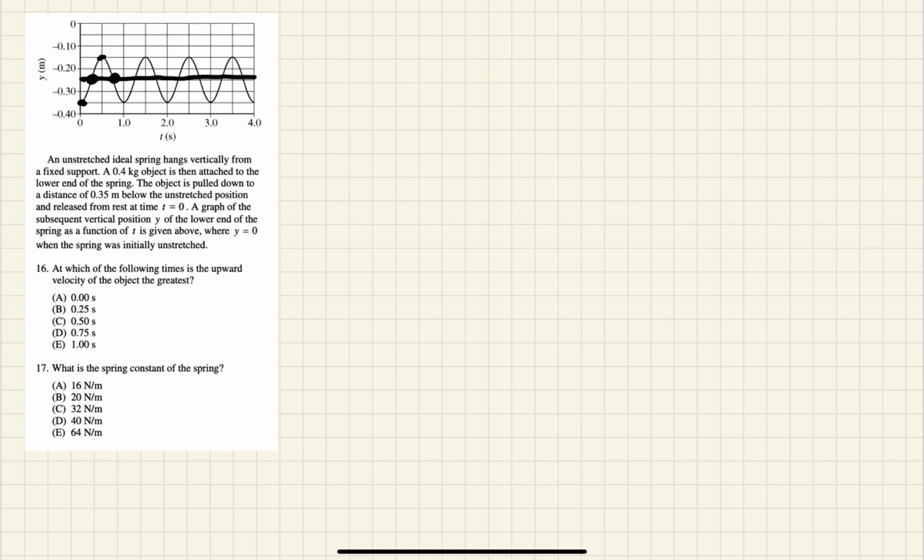And let's look at the answer choices. 0 is definitely not right. 0.2, that looks like 0.2, so let's keep that. 0.5, definitely not right. 0.75, well, this does look like 0.75. And 1, definitely not that. So it's either B or D.